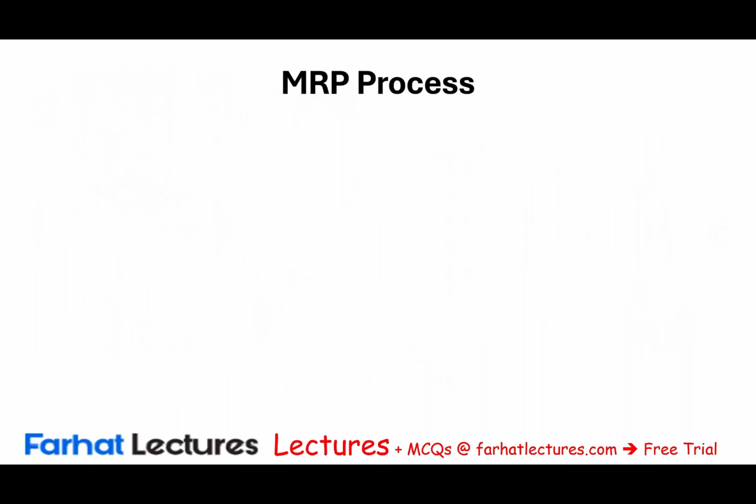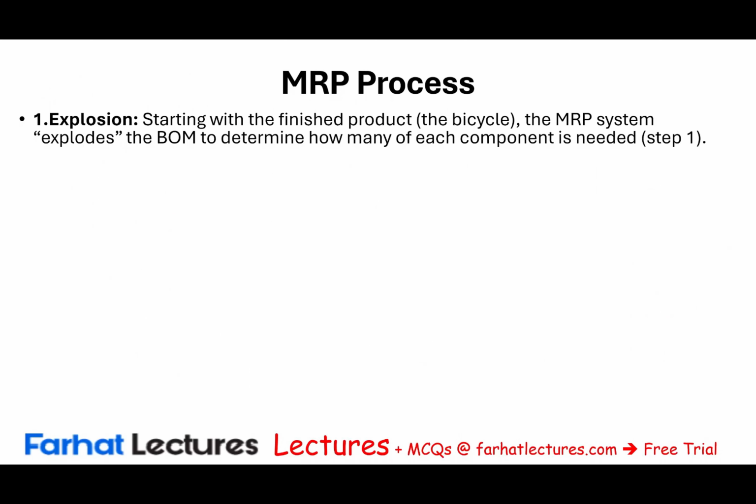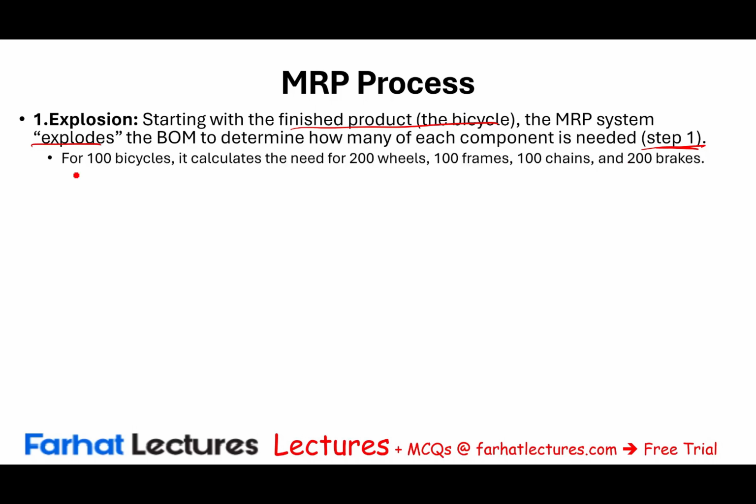There's a process of MRP. What's the process? The first step is starting with the finished product, the bicycle, and how many we need. The MRP system explodes, or opens, the BOM to determine how many of each component is needed. So this is step one. Basically, what do we need? How many units do we need? For 100 bicycles, we need 200 wheels, 100 frames, 100 chains, and 200 brakes.